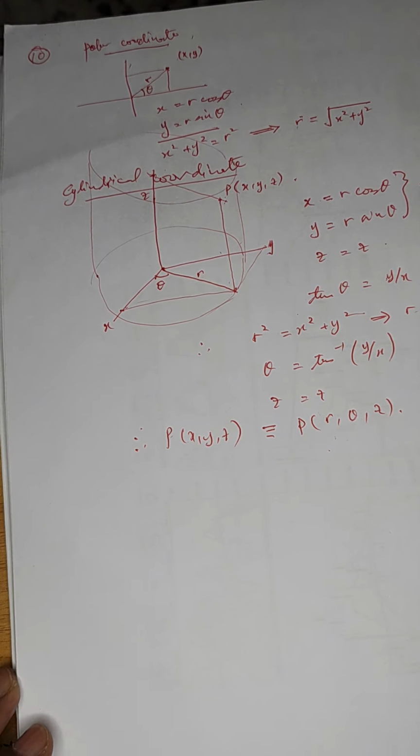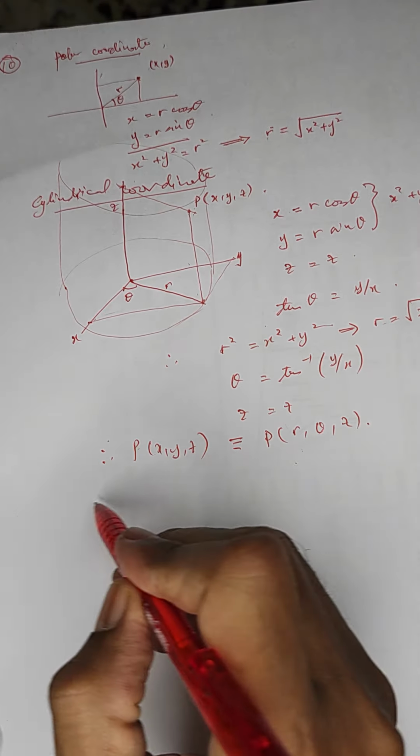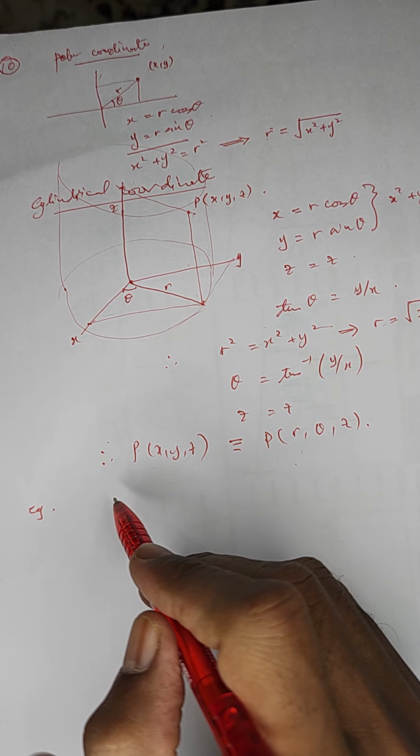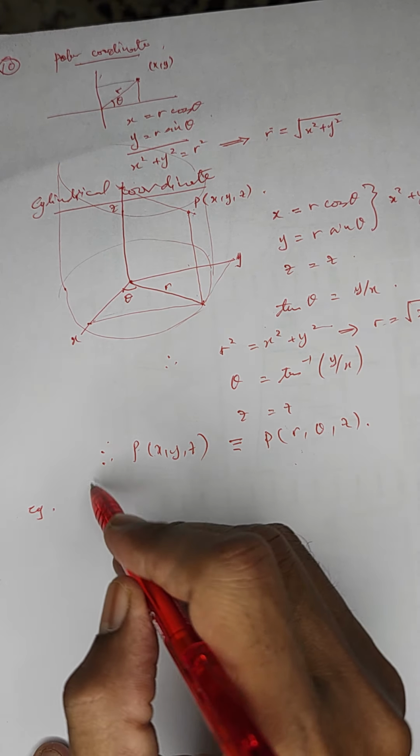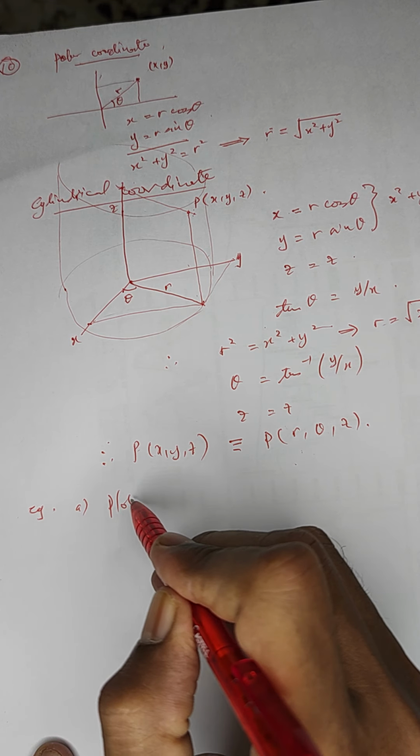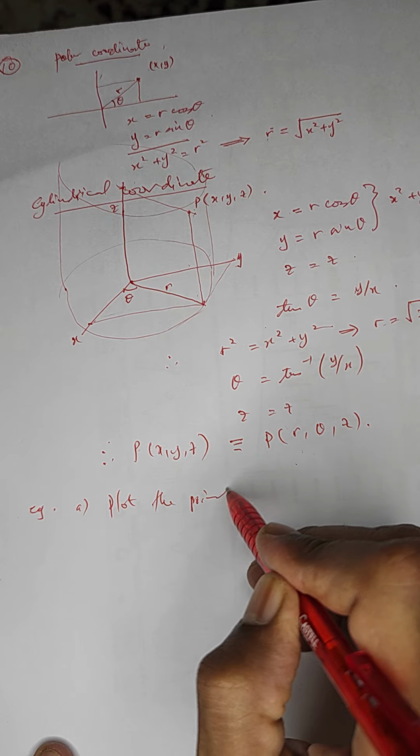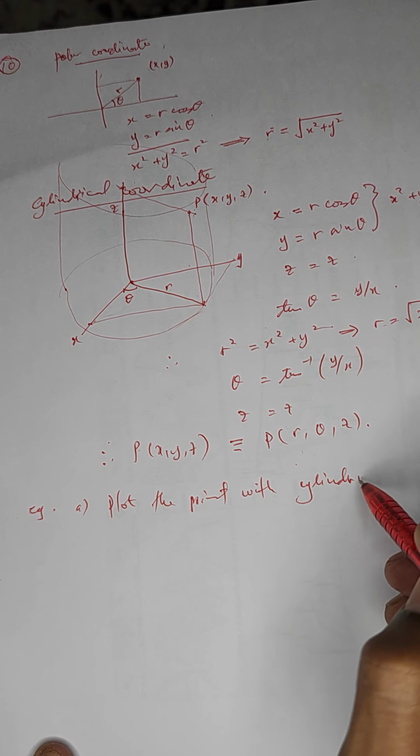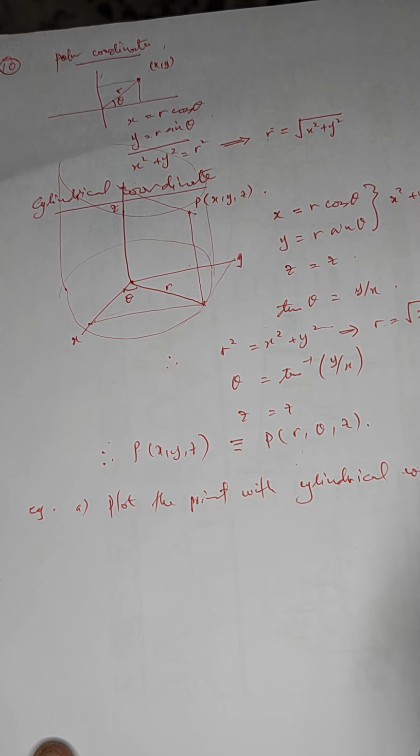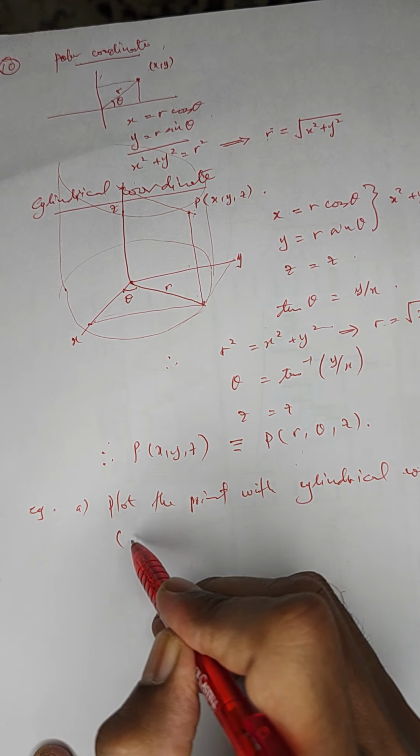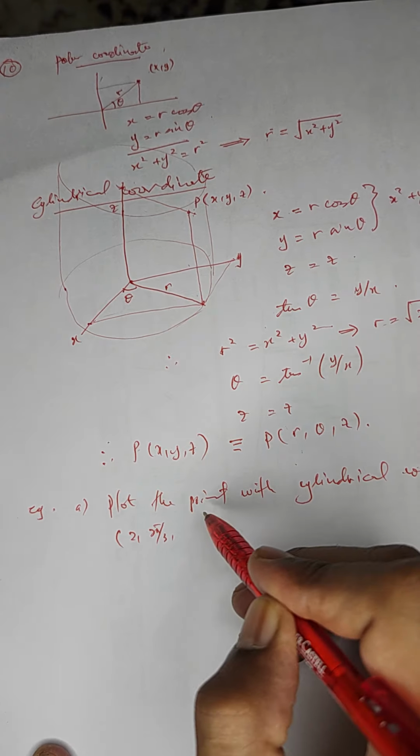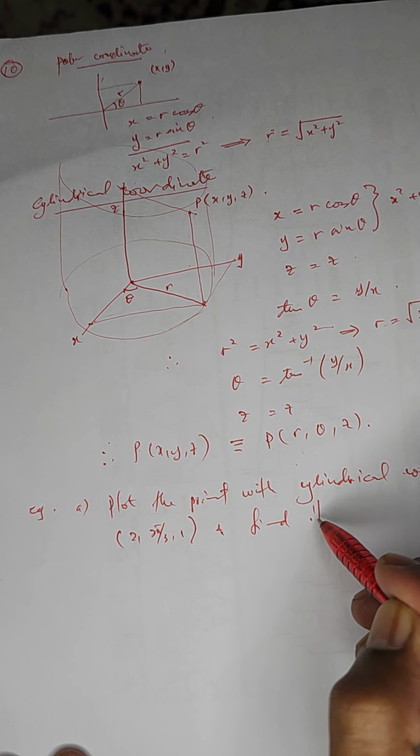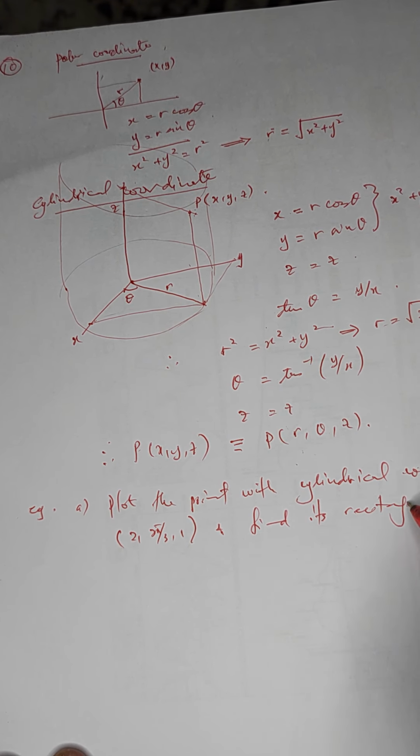Okay, so let's see an example. A: Plot the point with cylindrical coordinates given as 2, 2 pi over 3, and 1, and find its rectangular coordinates.